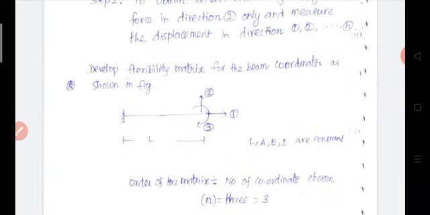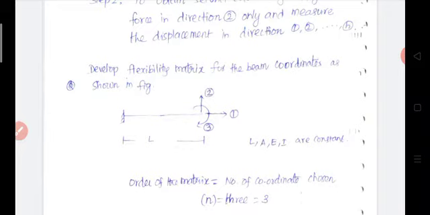Example question: develop the flexibility matrix for the beam coordinates as shown in the figure. Let us consider a cantilever beam. At the free end, three coordinates are marked: coordinates 1, 2 and 3. Coordinate 1 is along the axis of the beam. Coordinate 2 is perpendicular to the axis of the beam. The third is a moment-like coordinate. The length L, A, E and I of the beam are constant.